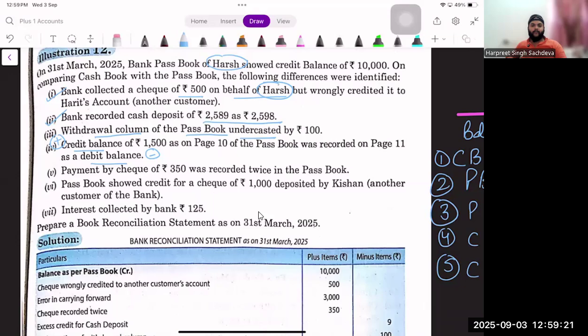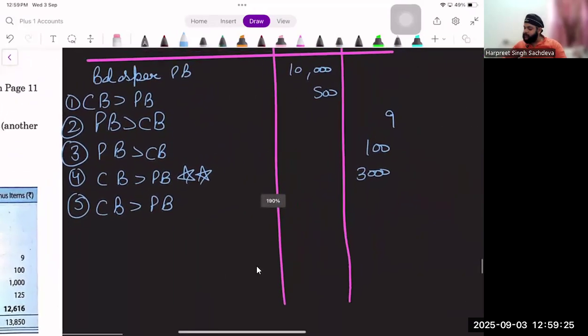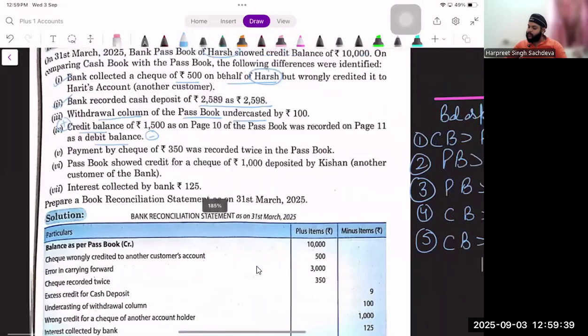Okay, so 350 is the gap. Passbook is smaller. Sorry. Passbook is smaller, so we need to add. Here also passbook is smaller, we need to add. Okay. We are doing the question as per passbook. Okay, Raja? Next one.